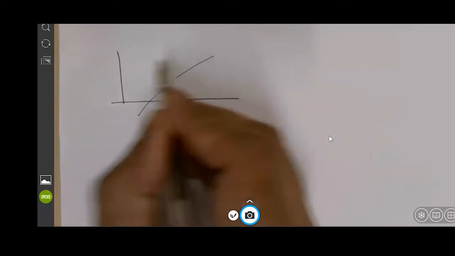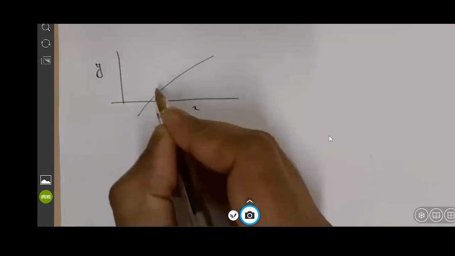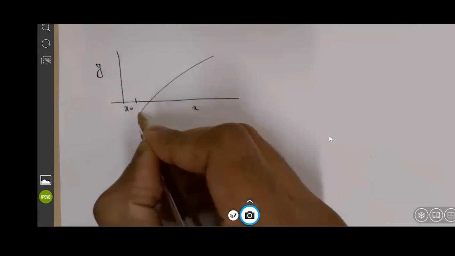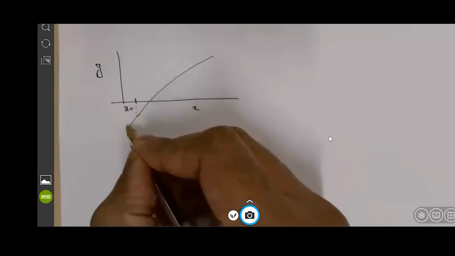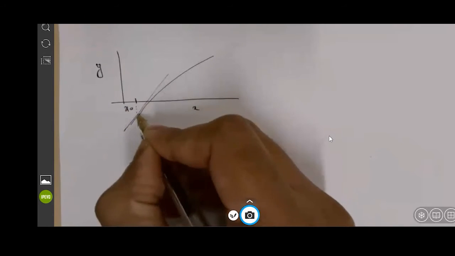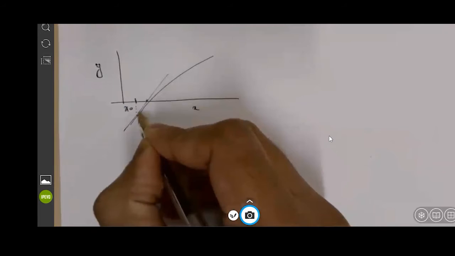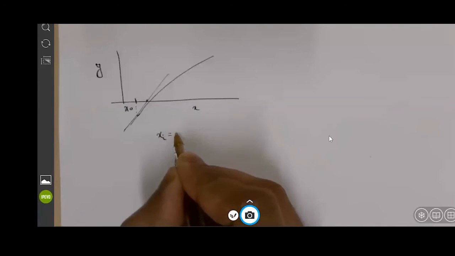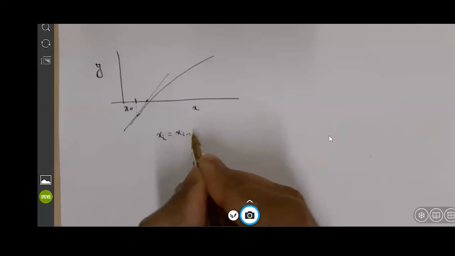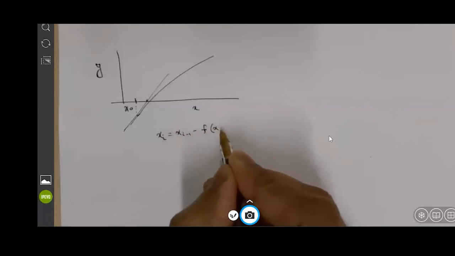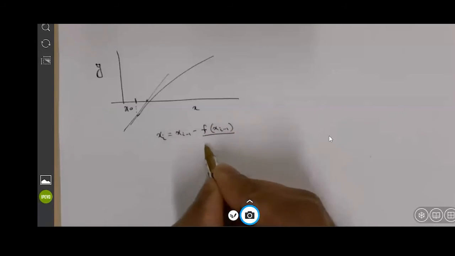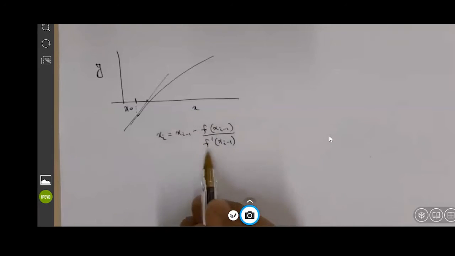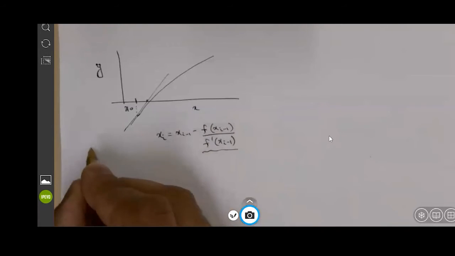Okay. So generally what happens is that in Newton's method, you start with the first initial guess and draw a tangent to the function for that specific x naught, and that tangent line is what is basically required. So in Newton's method, the iteration is x_i = x_{i-1} - f(x_{i-1}) divided by f'(x_{i-1}), if I'm not making a mistake. You can check that.